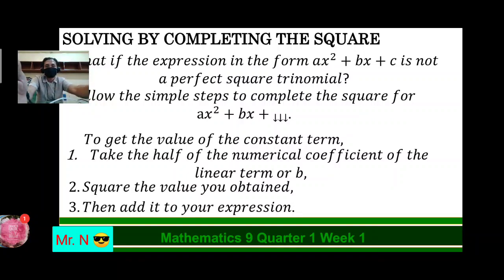So sa step number 1, hanapin nyo lang yung kalahati ng b ninyo that can be found in the linear term. And then after finding the half of the b, or the coefficient in the linear term, square nyo yun. So then after squaring it, so that's it. You just need to add it to your expression. Okay?